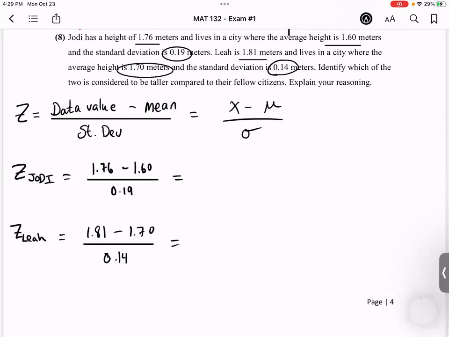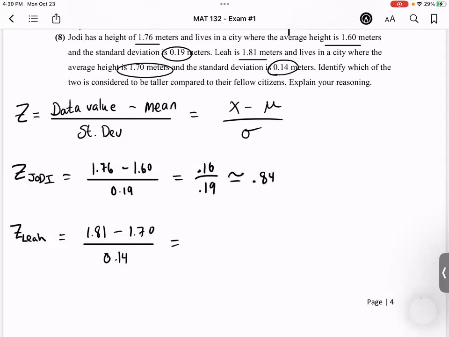All right, so we have to compute both of them separately. So let's start with Jody. First, you subtract the numerator, 1.76 minus 1.60, and you're going to get 0.16. So it's 0.16 divided by 0.19. Can somebody enter this in the calculator? If you round this to 2 decimal places, yes. Z-scores are always rounded to 2 decimal places. So if you round it, you will get 0.84.